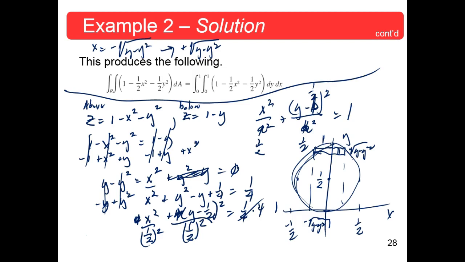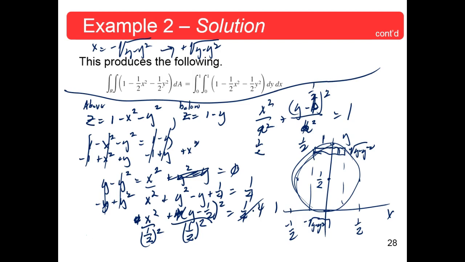So I've run out of room just setting this thing up. There are my x's going from minus square root of y minus y squared to plus the square root of y minus y squared. That's what the x's are going between, and then the y's are going from 0 to 1.